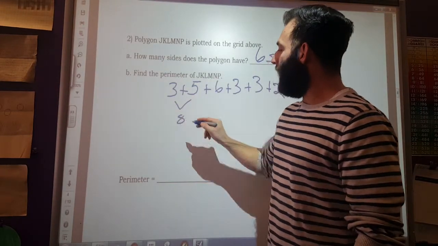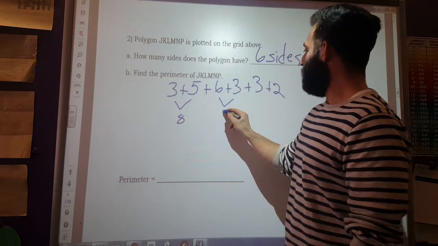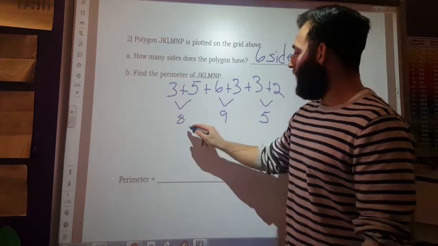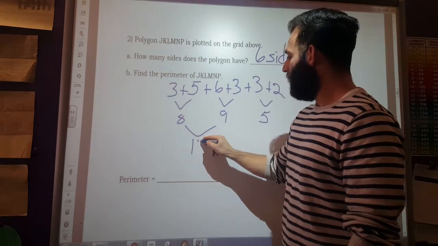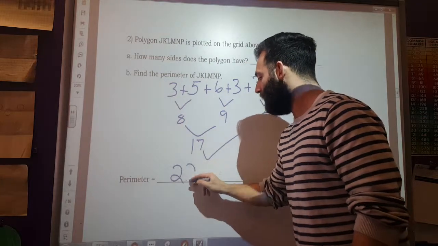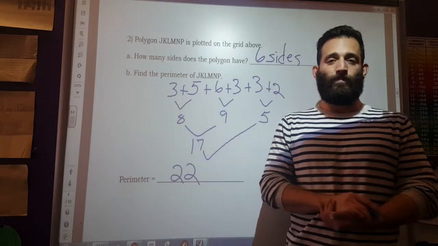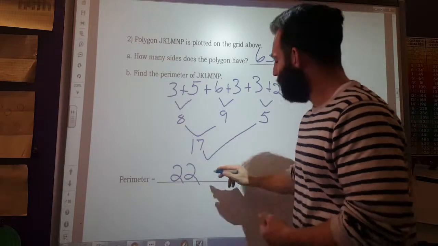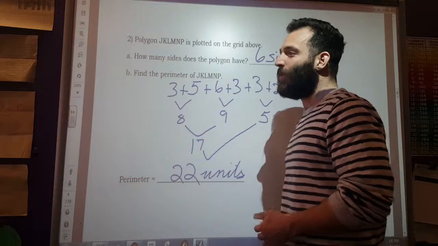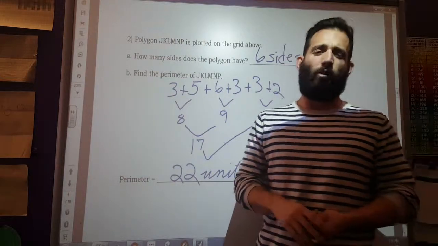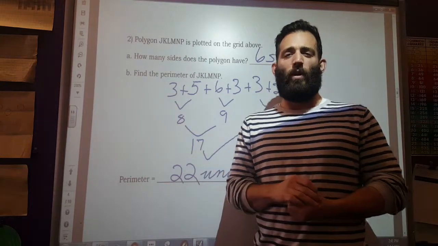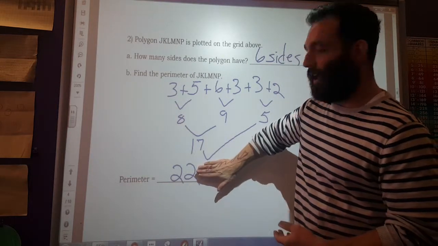Three plus 5 is 8. 6 plus 3 is 9. And 3 plus 2 is 5. Now I have 8 plus 9 is 17. 17 plus 5 gives me 22. Did you have 22? Well, that's too bad because once again, we forgot our label of units. Now, if it doesn't specify feet, miles, centimeters, millimeters, kilometers, whatever, be safe and use units because, again, we don't want any naked numbers.